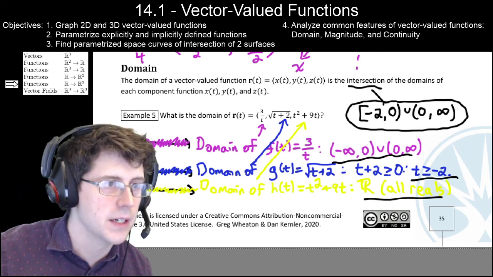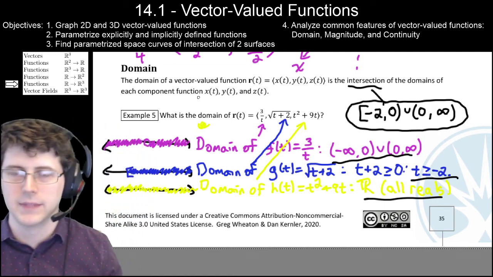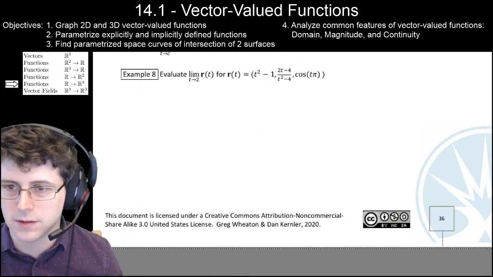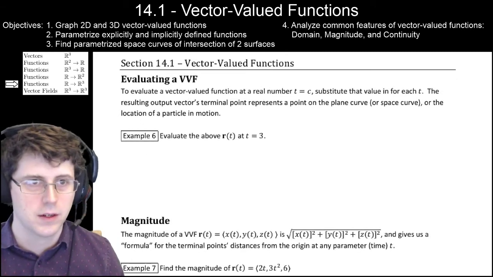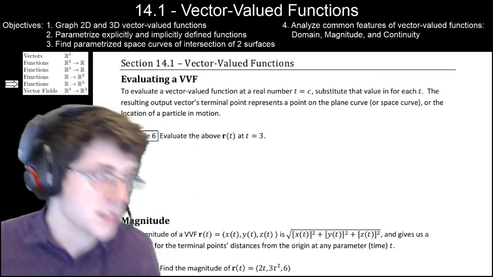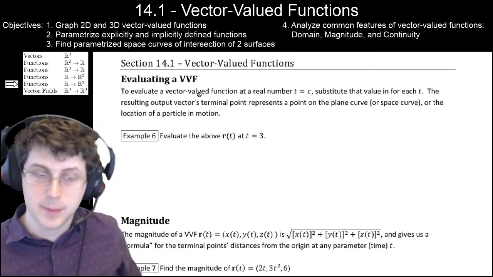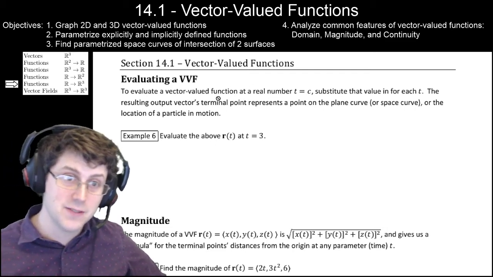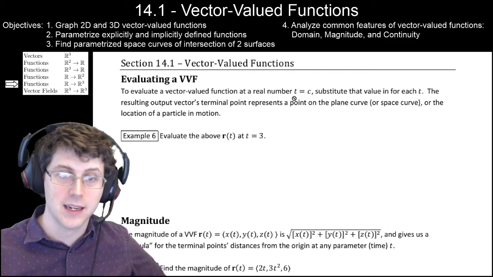Let me get my brush back. Okay, on to the 4th page. So what do we do with vector-valued functions besides graphing them? You can evaluate a vector-valued function. You do that by substituting in a value for t.